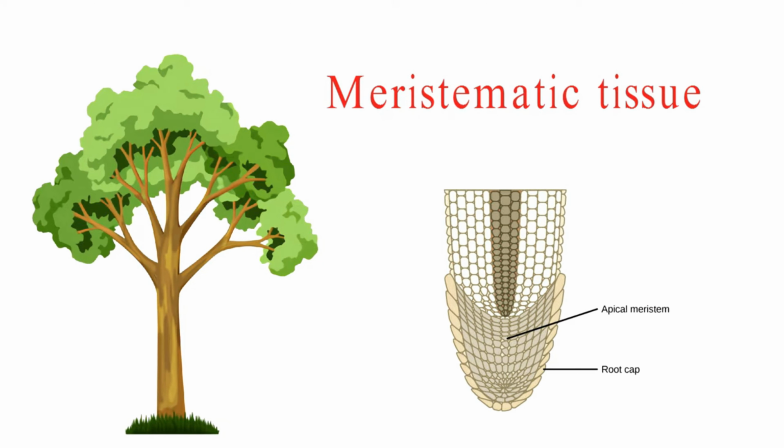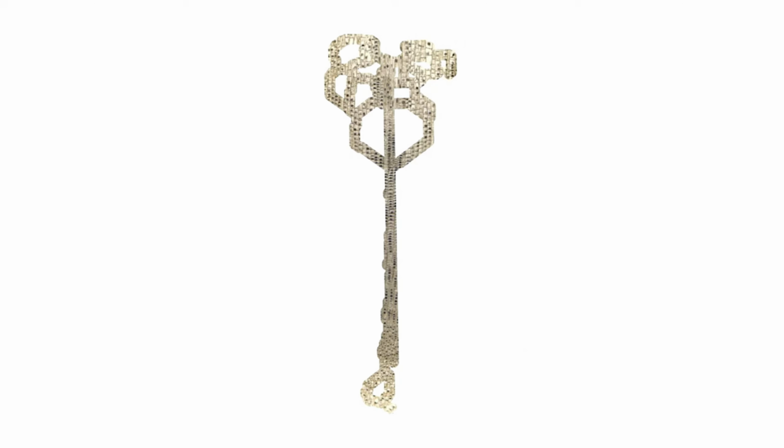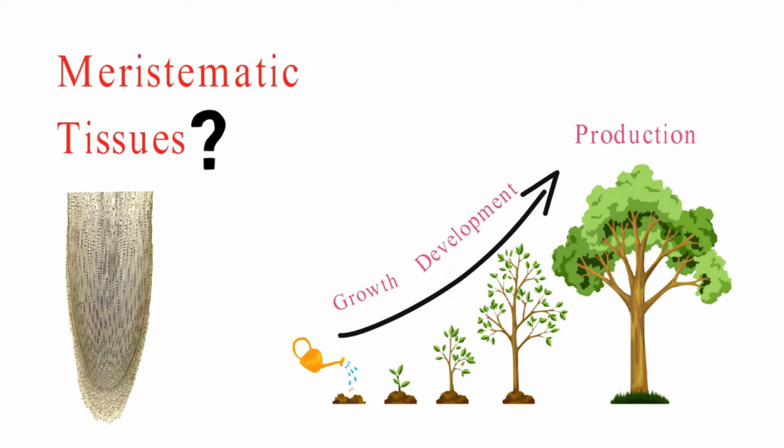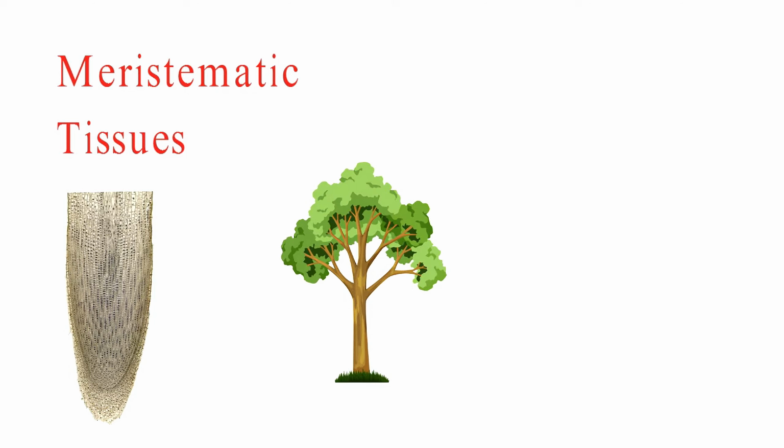Ever wondered how those tiny seeds become towering trees? Well, the secret lies in the world of meristematic tissues. Let's start at the very beginning. What on earth are meristematic tissues? Meristematic tissues are like the superheroes of the plant world. They are specialized plant cells responsible for growth, development, and the production of new cells. Here's a mind-blowing fact: meristematic tissues are the reason plants can grow throughout their lives.